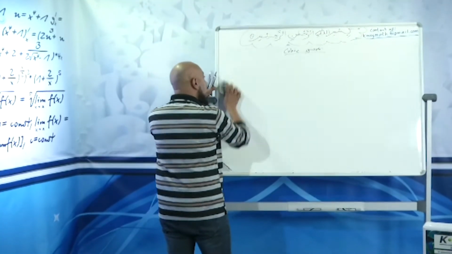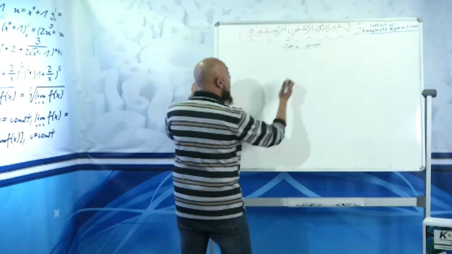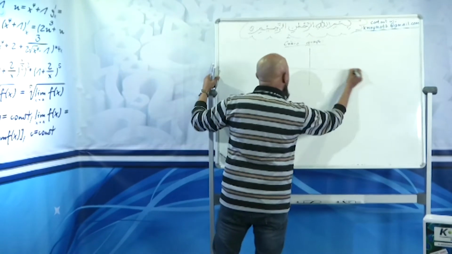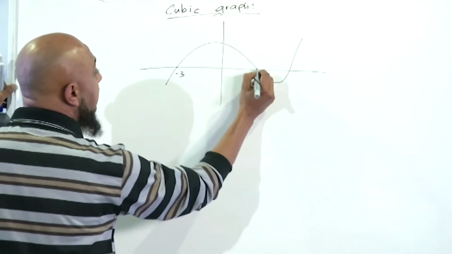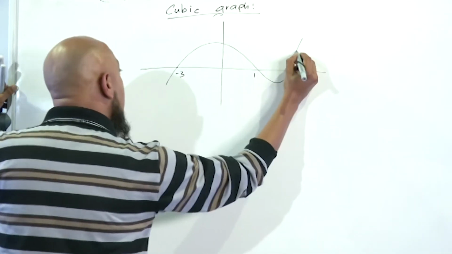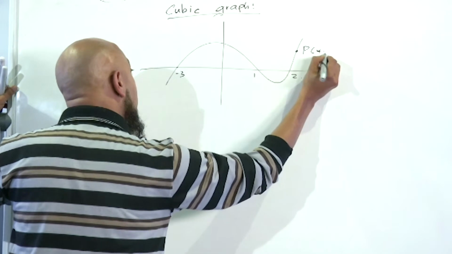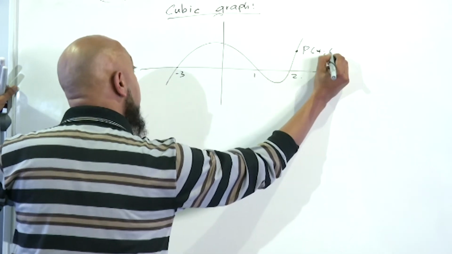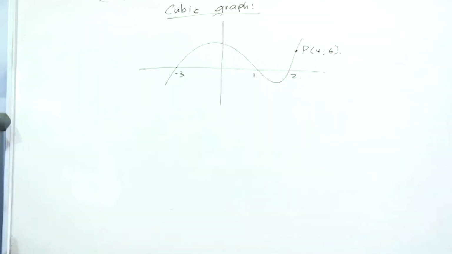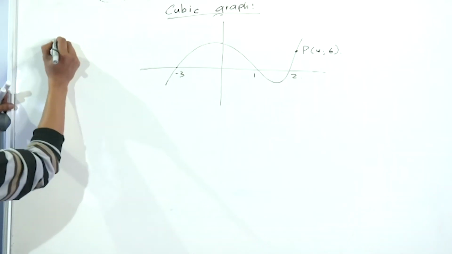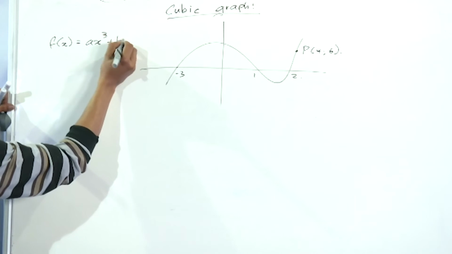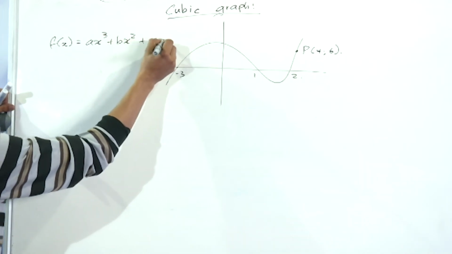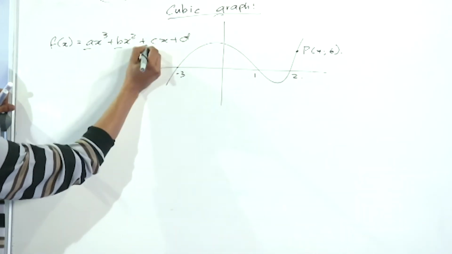So now I give you 3x intercepts and a point. So now we go here, give you a graph like this. I tell you that is negative 3, that is 1, that is 2, and I give you the point here P, 4, and 6. Now I tell you this equation is given by f of x is equal to ax cubed plus bx squared plus cx plus d. Find a, b, c, d.